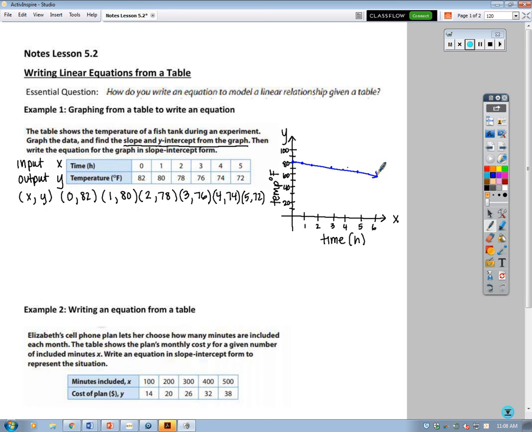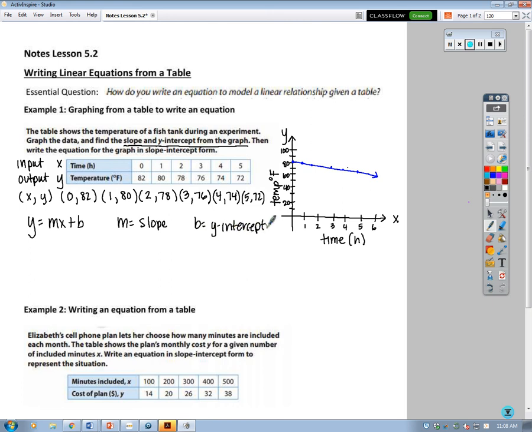Okay, so now that I have a graph, I can determine my equation in slope-intercept form. And remember, that's y equals mx plus b, where m is our slope and b is our y-intercept.